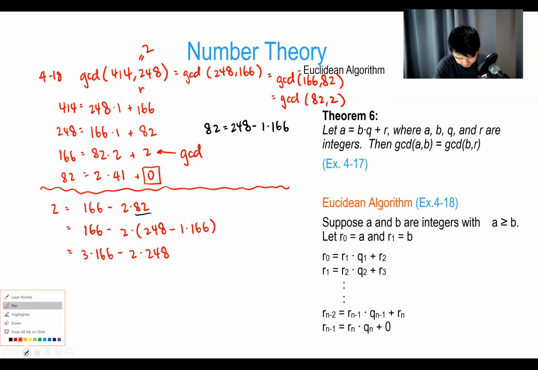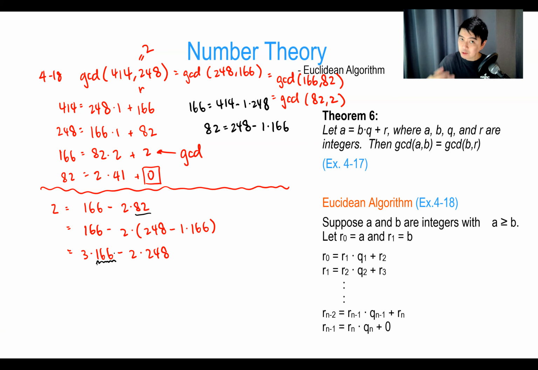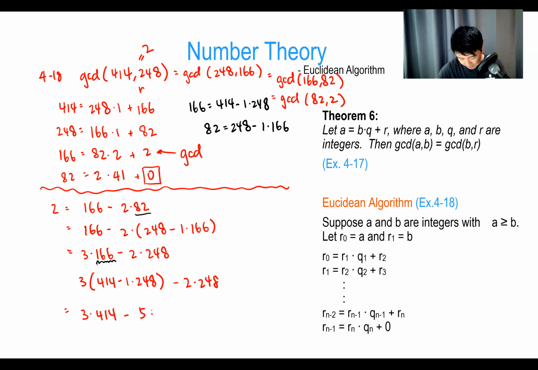I'm going to go back up here and say that 166 is equal to 414 minus 1 times 248, and I'm going to plug that into 166. And I'm just going to keep doing this until my whole equation only involves 414 and 248. So let's do a little bit of math here. We get 3 times 414 minus 1 times 248, and then minus 2 times 248. So I just plugged in the 166 in there. And then again, we do a little bit of math. We will find that this is equal to 3 times 414 minus 5 times 248.